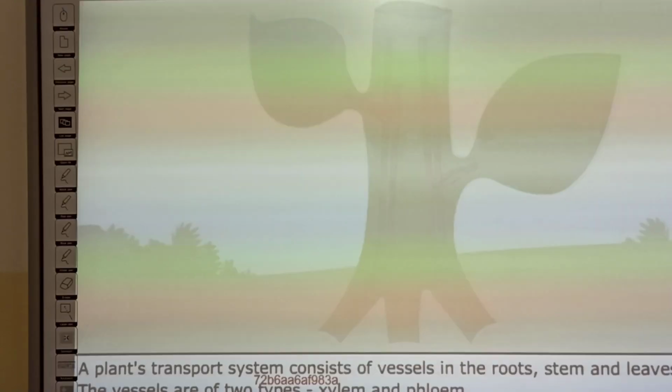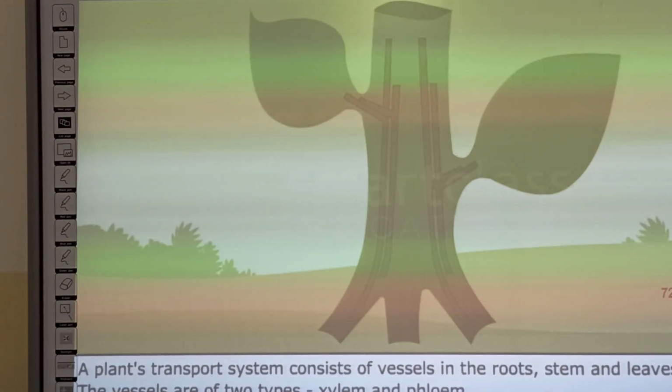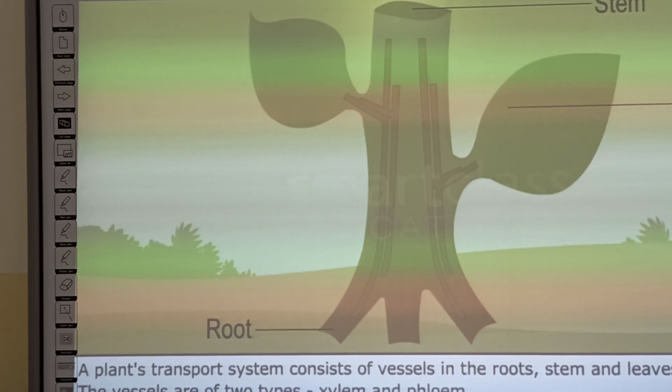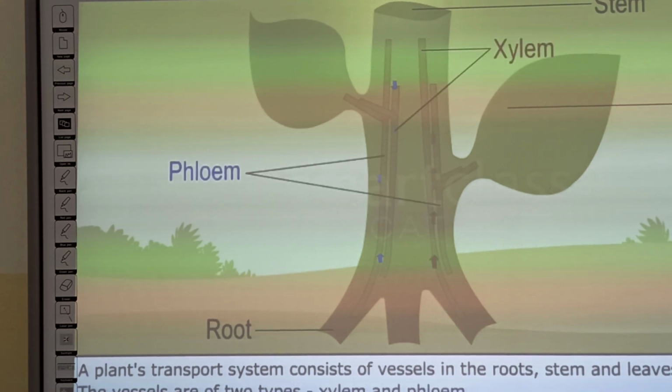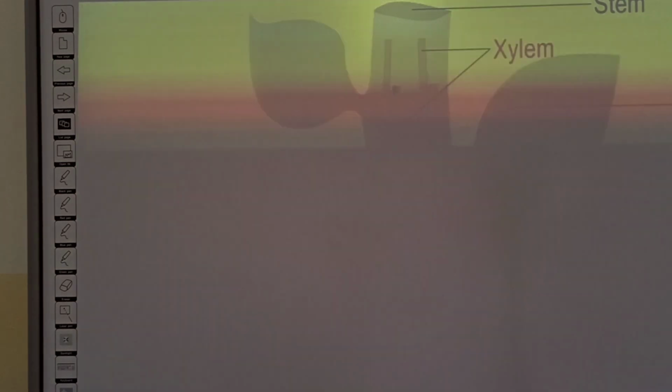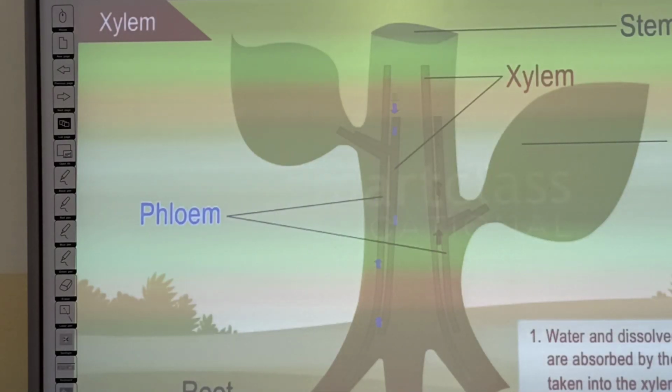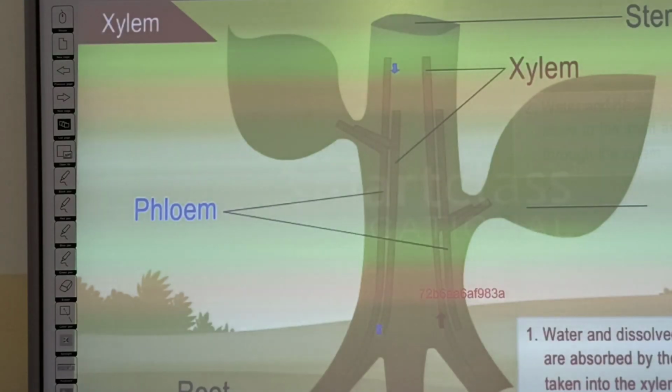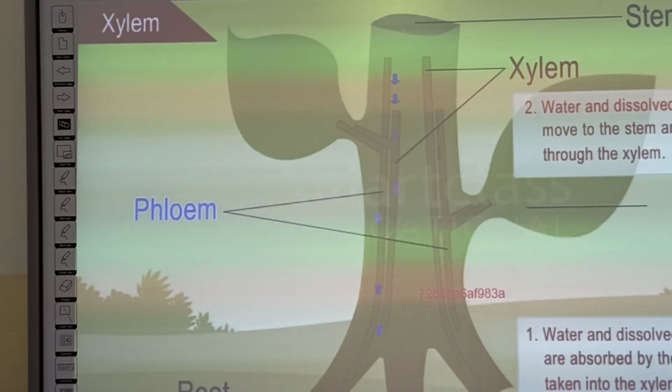A plant's transport system is made up of vessels in the roots, stem and leaves. These vessels are of two types, xylem and phloem. Water and dissolved minerals are absorbed by the roots and taken into the xylem. Water and dissolved minerals move to the stem and leaves through the xylem.